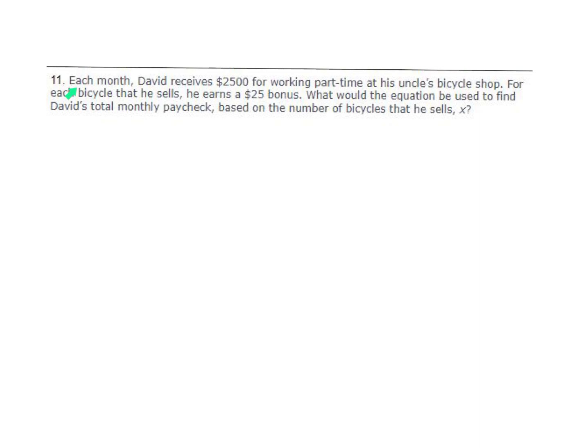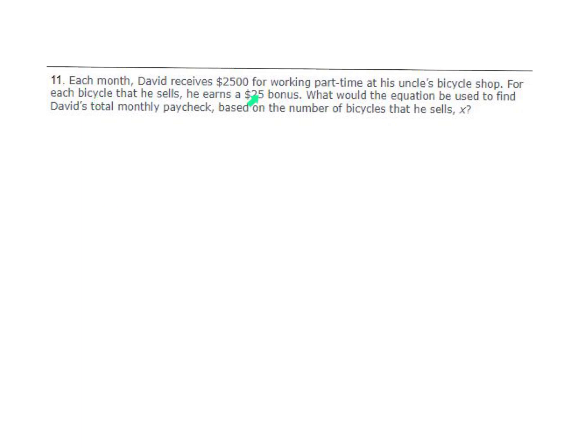All right, let's take a look at this next question. This says each month David receives $2,500 for working part-time at his uncle's bicycle shop. For each bicycle that he sells, he earns $25 bonus. What would the equation be used to find David's total monthly paycheck based on the number of bicycles that he sells? Okay, so this is about a monthly paycheck. So let's think about it. If David, first of all, in 1 month, he's guaranteed to make $2,500. But he also earns a $25 bonus based on each bicycle that he sells.